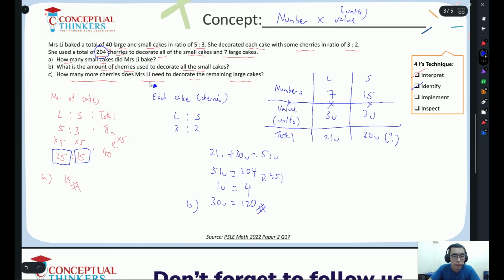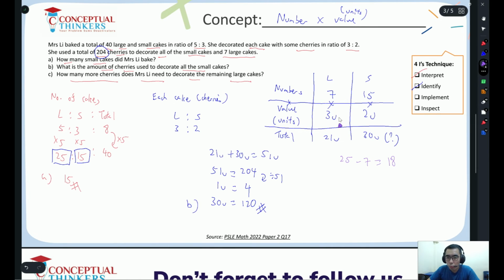Okay, now lastly, let's look at our part C. How many more cherries does Mrs. Lee need to decorate the remaining large cakes? So let me use another color. We know that the total number of large cakes will be 25. Now this is only 7, so we need to calculate what is the remaining cakes. So we do 25 minus 7, so I will get 18. So this will be the number of large cakes that will be used.